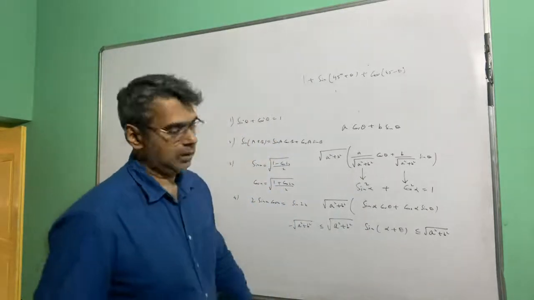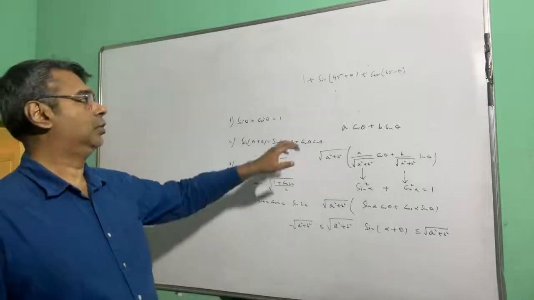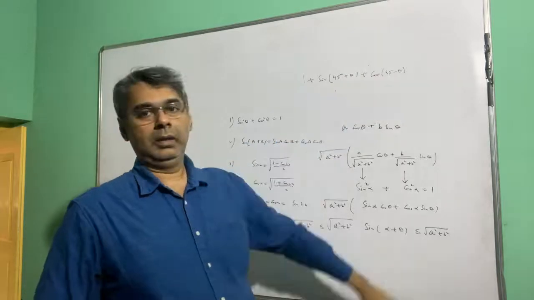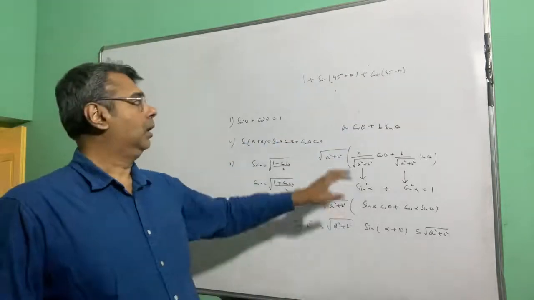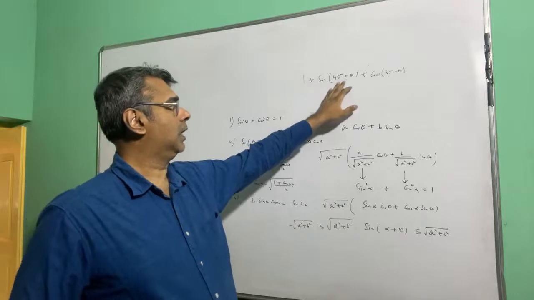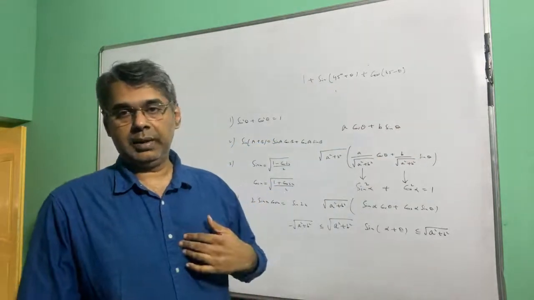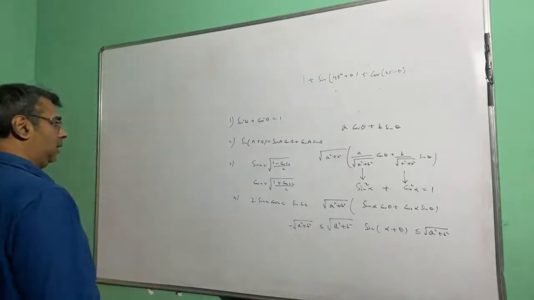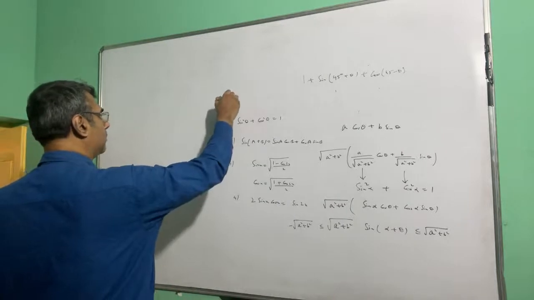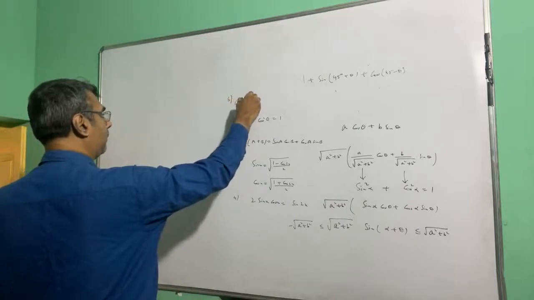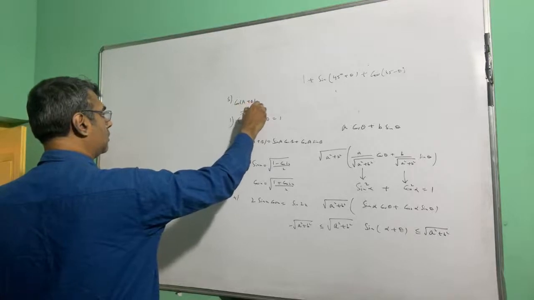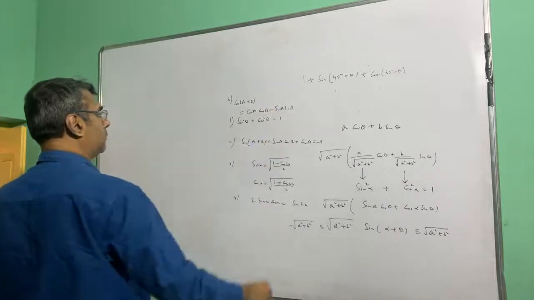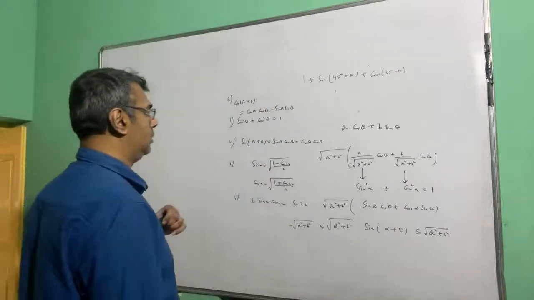Now there is a question: find the maximum and minimum value of 1 plus sine of (45 degrees plus theta) plus cos of (45 degrees minus theta). You have to find the maximum and minimum value. So I'll just add another identity. Cos a plus b is cos a cos b minus sin a sin b.